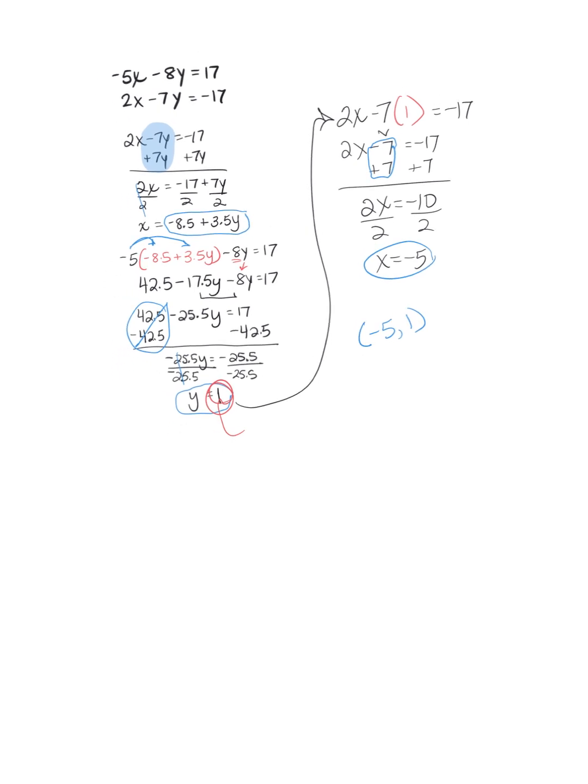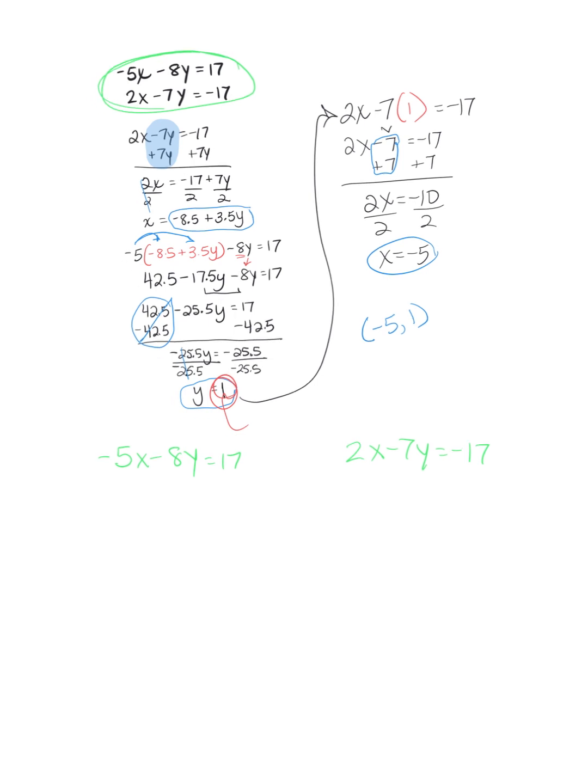Moving on, let's do our equations. You know, I like green for this. Negative 5x minus 8y is 17, and over here we'll do 2x minus 7y is negative 17. So all I did was take these original ones and just rewrite them down here where I have room.